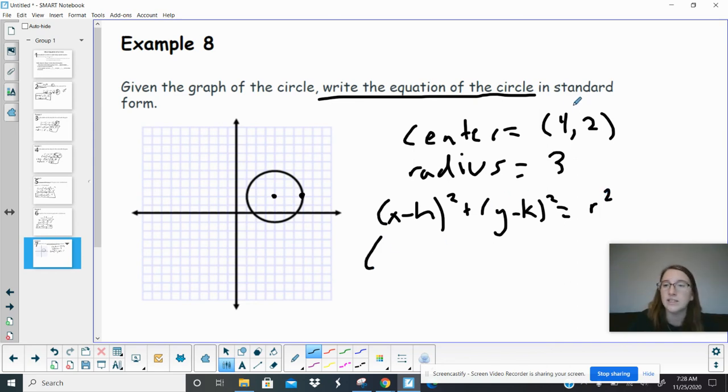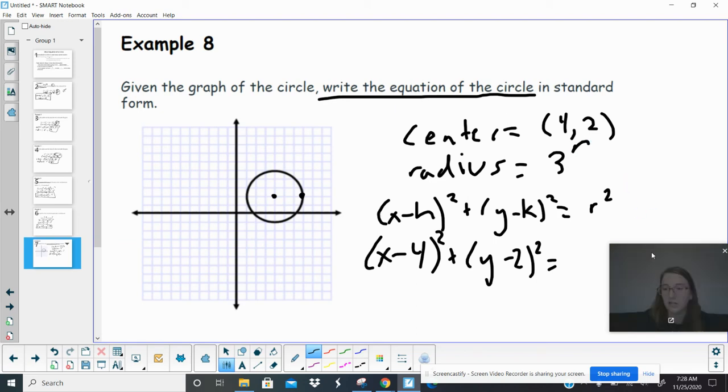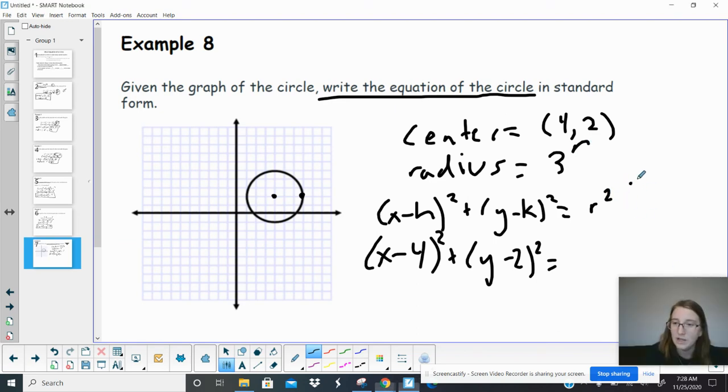Okay, so I see a +4 and a +2. These are going to be opposites. -4 and -2. This is just r by itself, and I need r squared. So I'm going to just do this in one step. That's going to be 3 squared is what's going to go right here. 3 squared, that's 3 times 3, that's 9. And there's my answer.